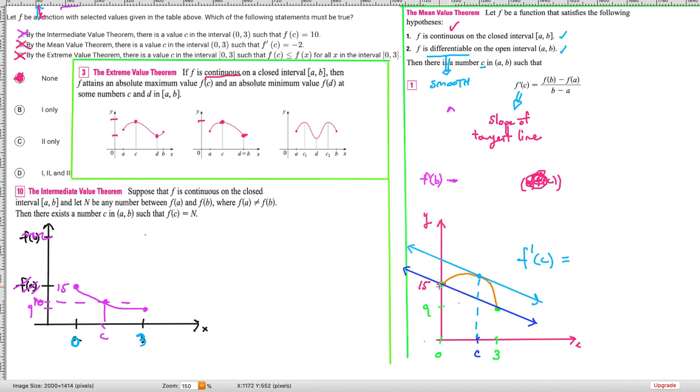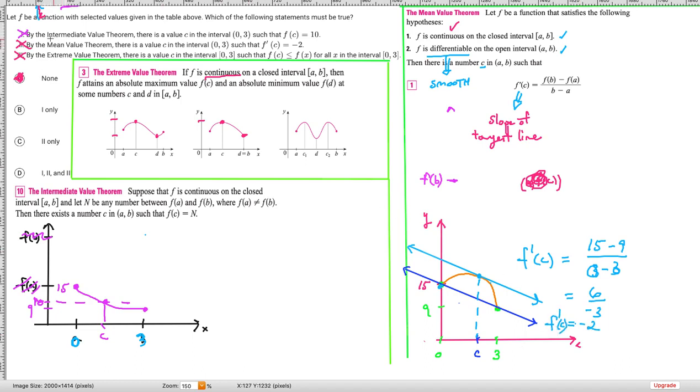Well, this point right here is (0, 15). So it's 15 minus 9 over 3 minus 0, or over 0 minus 3. I apologize, I switched up those two. 6 over negative 3 is then negative 2. And there would have to be some f prime of C equal to negative 2.